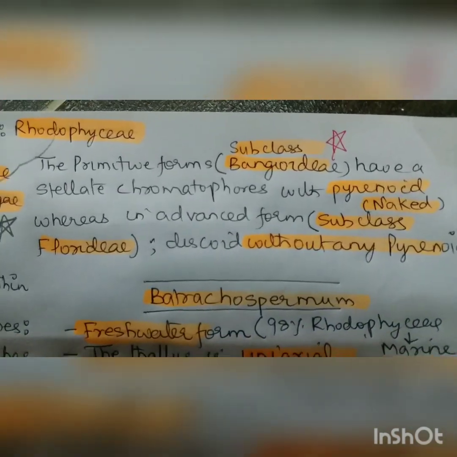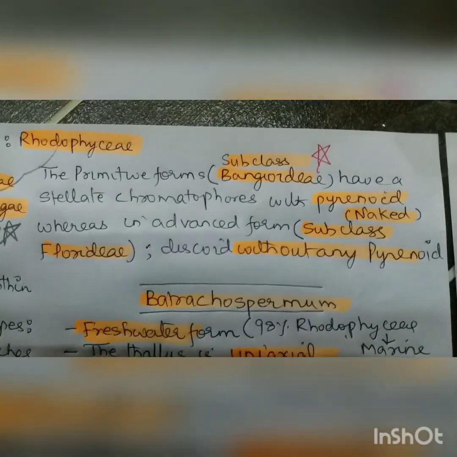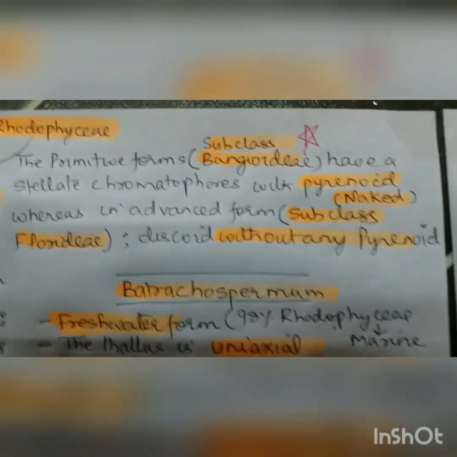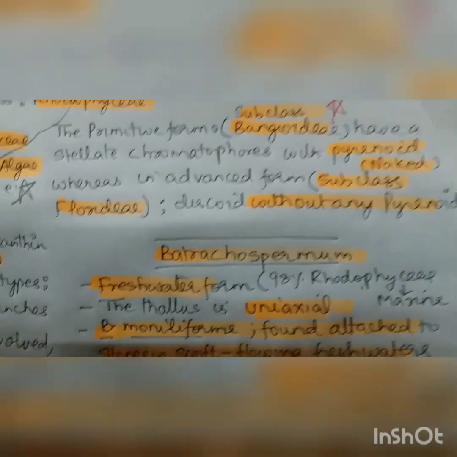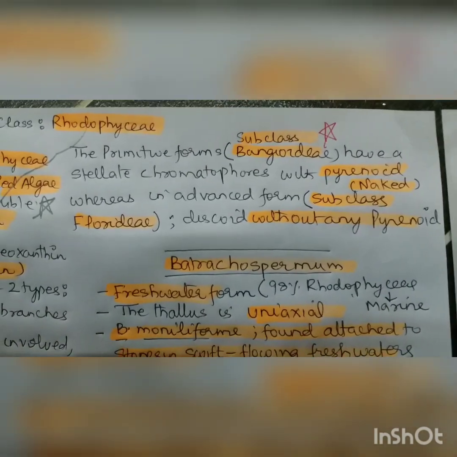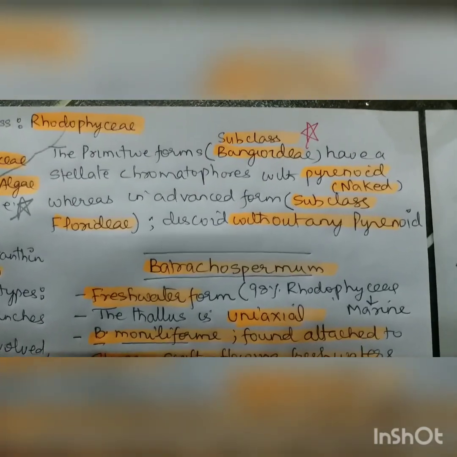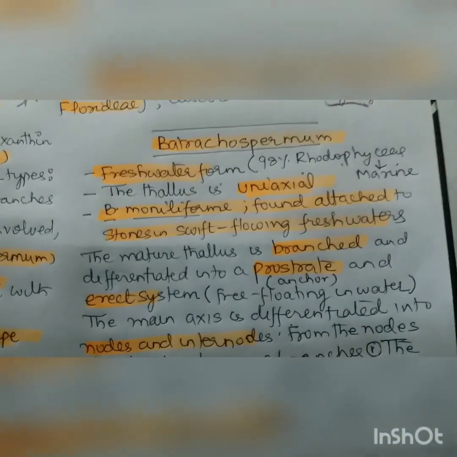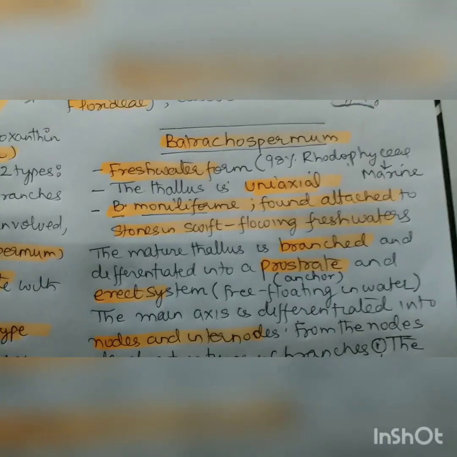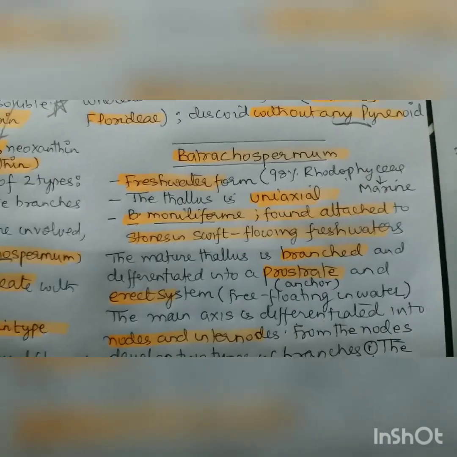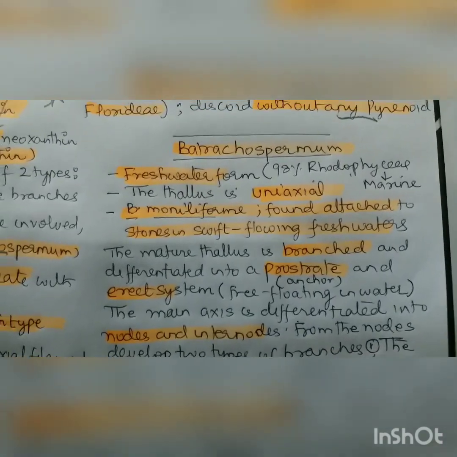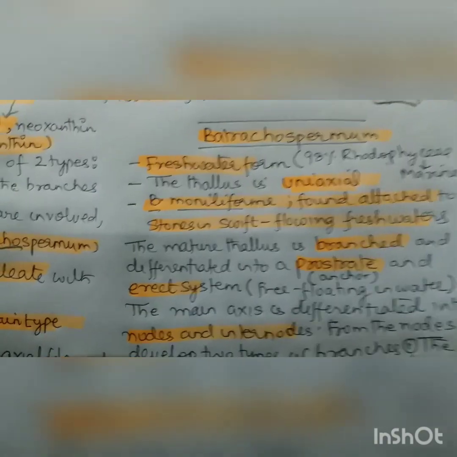Here it is very important to tell you there are two forms. One is primitive, which is subclass Bangiophycidae, having stellate chromatophores with pyrenoid. But in Bangiophycidae also the pyrenoids are naked. Whereas the advanced form like Florideophycidae, which includes Batrachospermum, has discoid chromatophores without any pyrenoids. This is very important, right? So we are coming to Batrachospermum. Batrachospermum basically consists of freshwater forms. 98% of Rhodophyceae are marine, but only Batrachospermum, which we have studied from long ago, is freshwater, right?